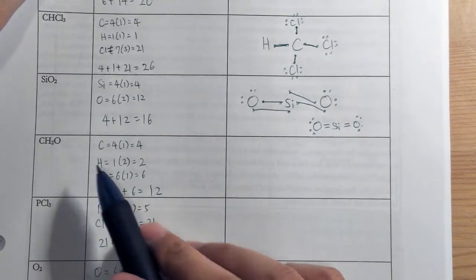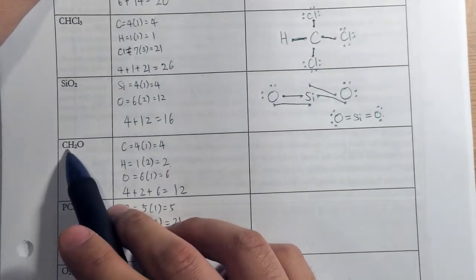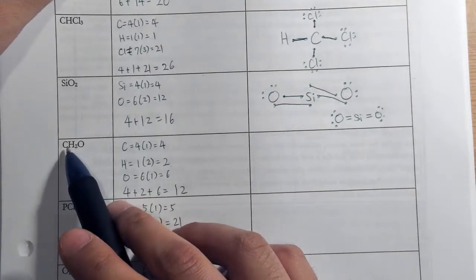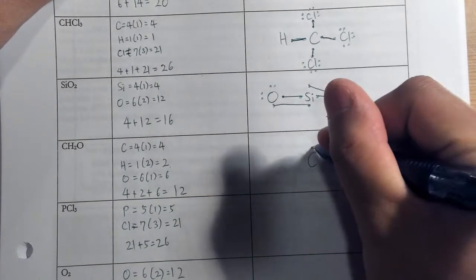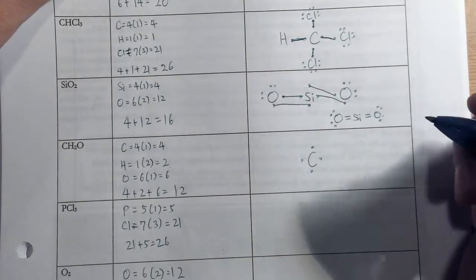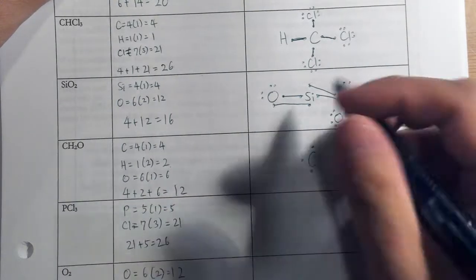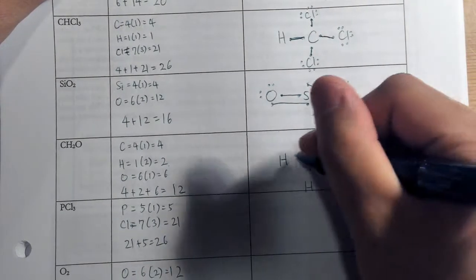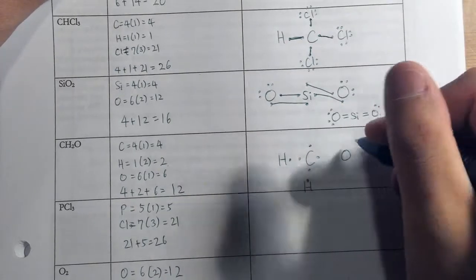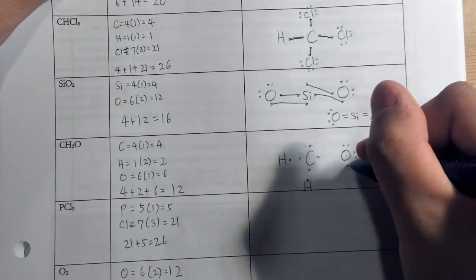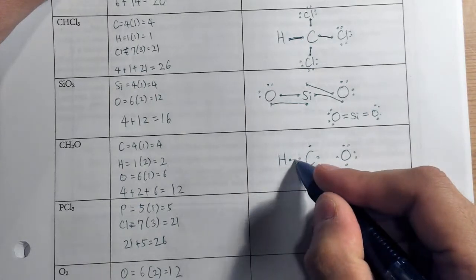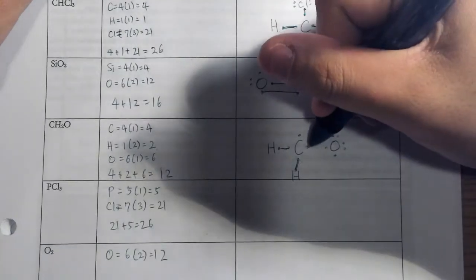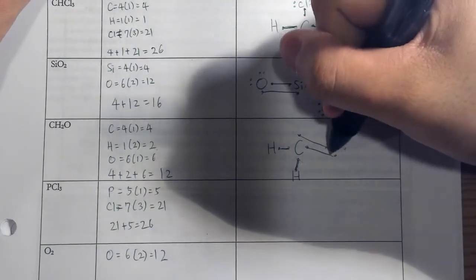So CH2O. Alright, so remember, whenever the element is all the way on the left side, it would be the central atom. So carbon has 1, 2, 3, 4 valence electrons, and then there's two H's, so I'm going to put just random H's here, and then oxygen here. So remember, hydrogen has 1 valence electron each, and oxygen has 6 valence electrons. Alright? So we're going to connect those lone electrons together. And there's going to be a connection here, and then a connection here.